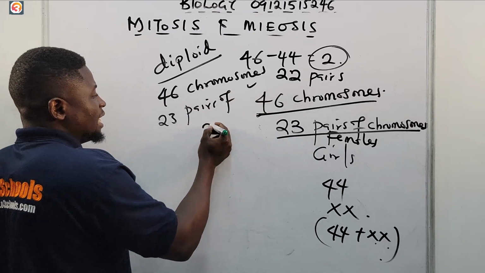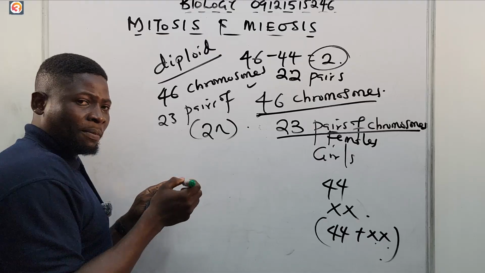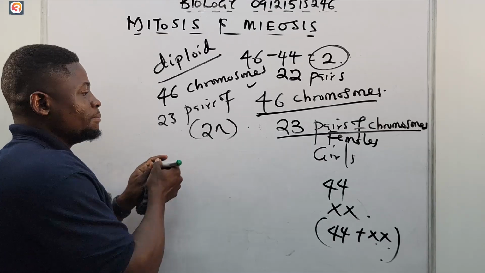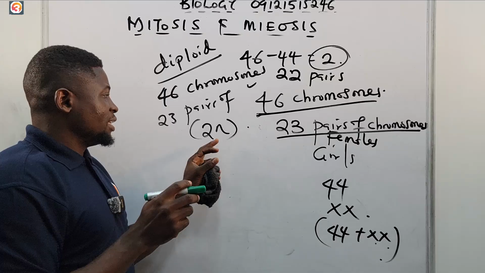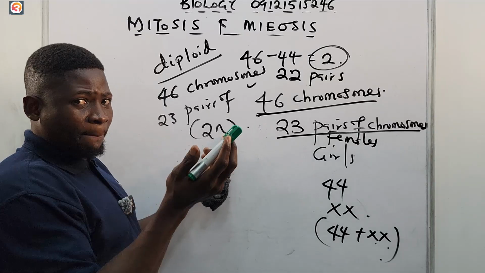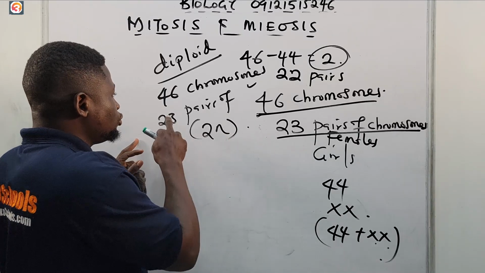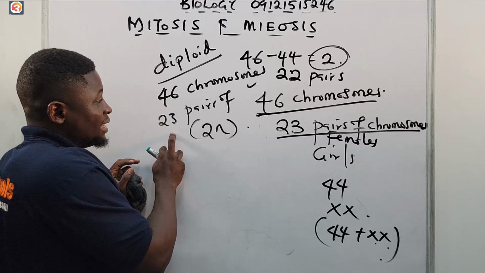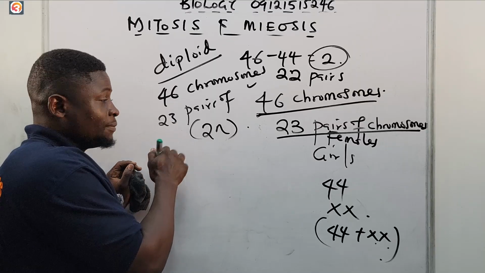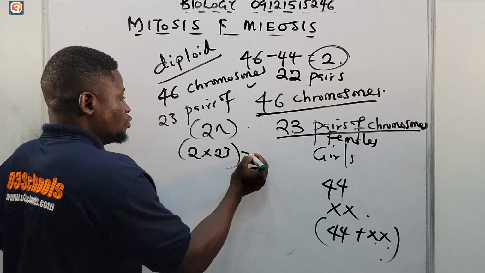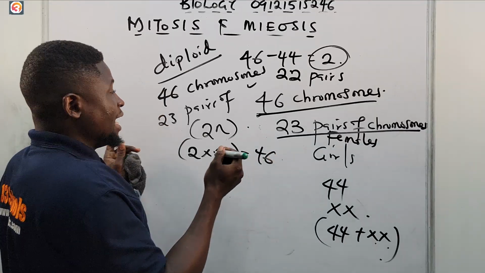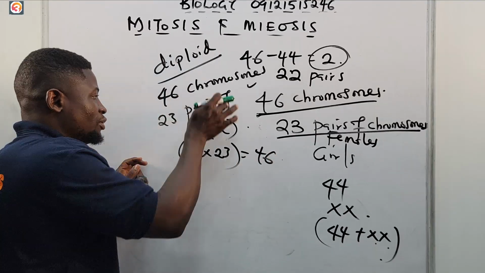So they are represented by 2n. This 2 is usually constant, and this n is the number of pairs of chromosomes. So in a human cell they have 23 pairs, so they will have 2 times 23 chromosomes, which will make it 46. So for diploid cells, we represent them as 2n.